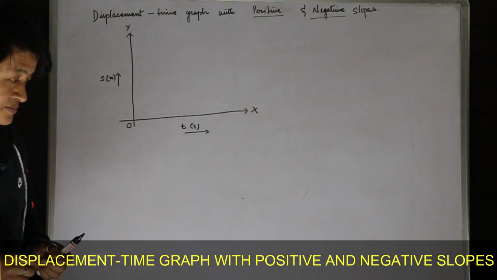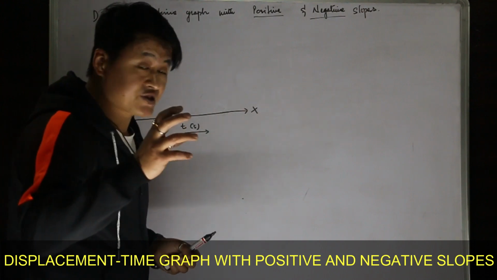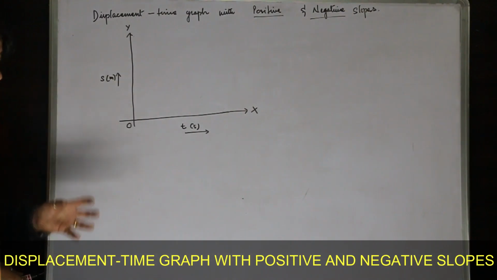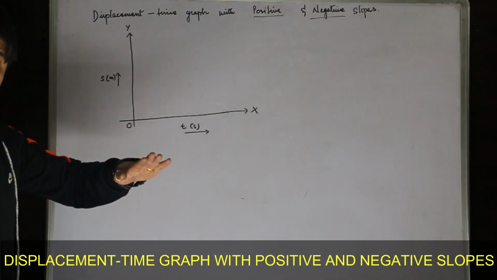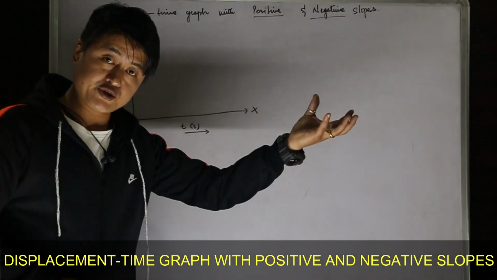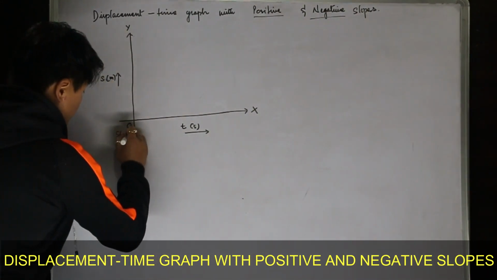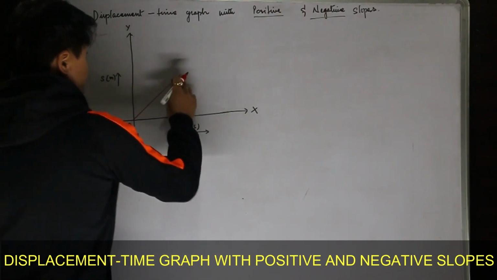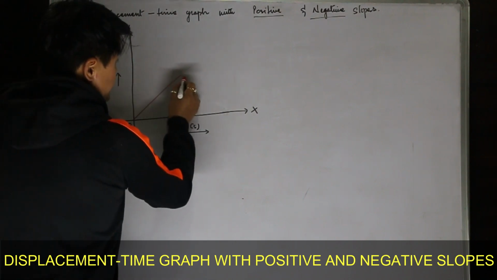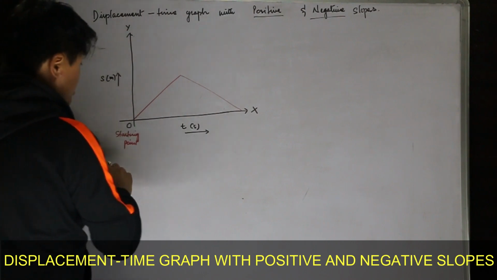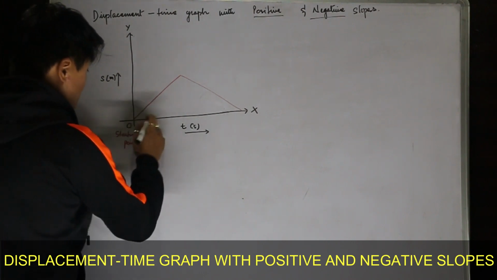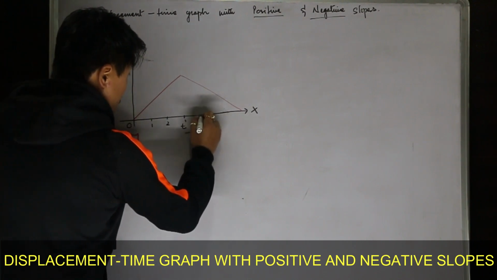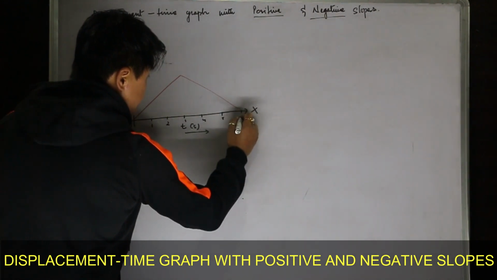Let's take one example. If we throw a ball on a plane surface, the ball will bounce back. If you have to draw the graph of the ball when we throw it on a plane surface and how it will bounce back, this is the starting point. From here we are throwing a ball. It will strike a plane surface and it will return here. So in this position, we consider this as 1 second, 2 second, 3 second, 4 second, 5 second, and this is 6 second.